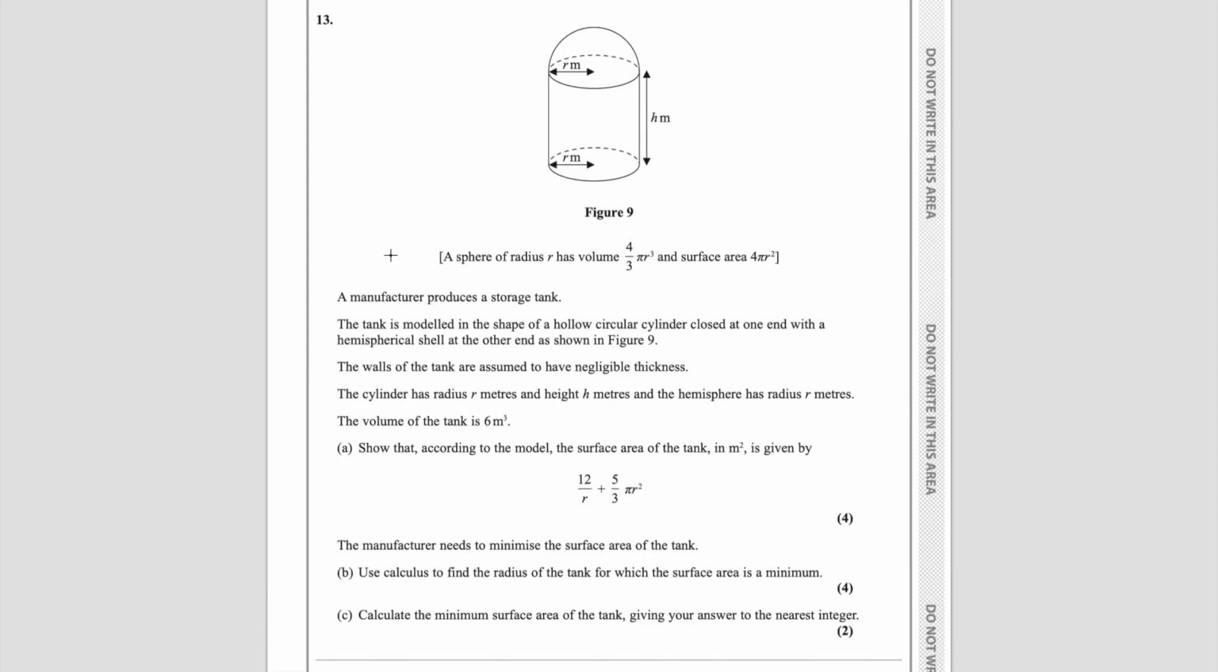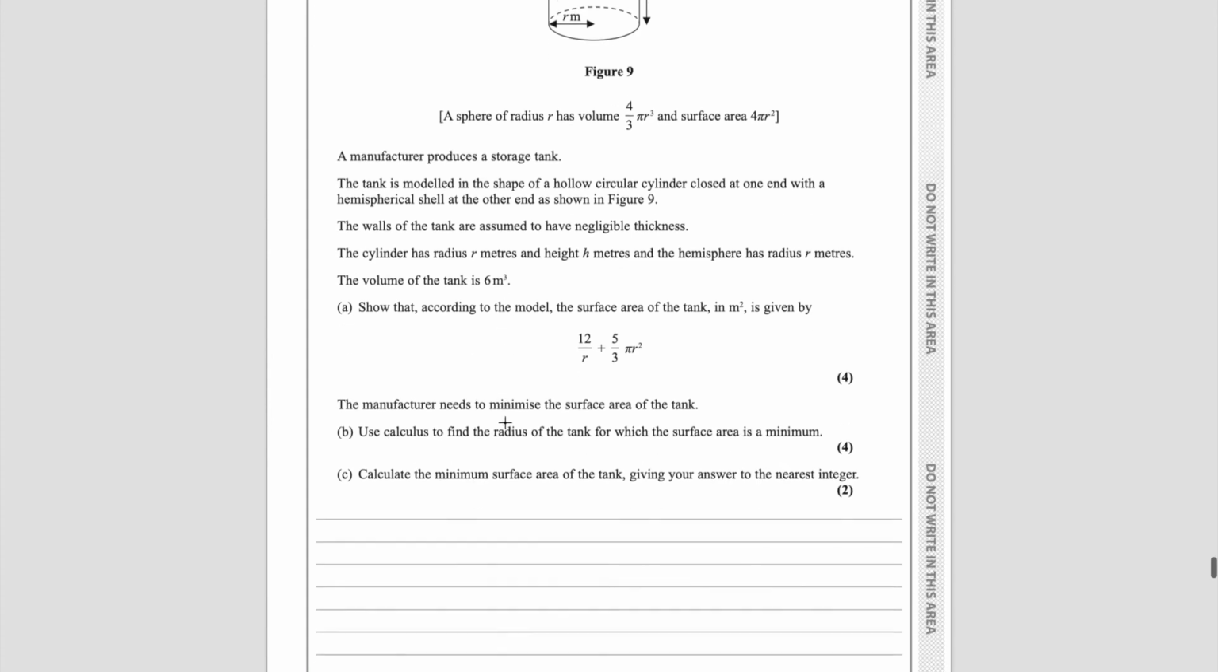In question number 13, we are told that a manufacturer produces a storage tank. The tank is modelled in the shape of a hollow cylinder closed at one end with a hemispherical shell at the other end, as shown in this figure here. The walls of the tank are assumed to have negligible thickness. The cylinder has a radius of r meters and a height of h meters, and the hemisphere has radius r meters. The volume of the tank is 6 meters cubed.